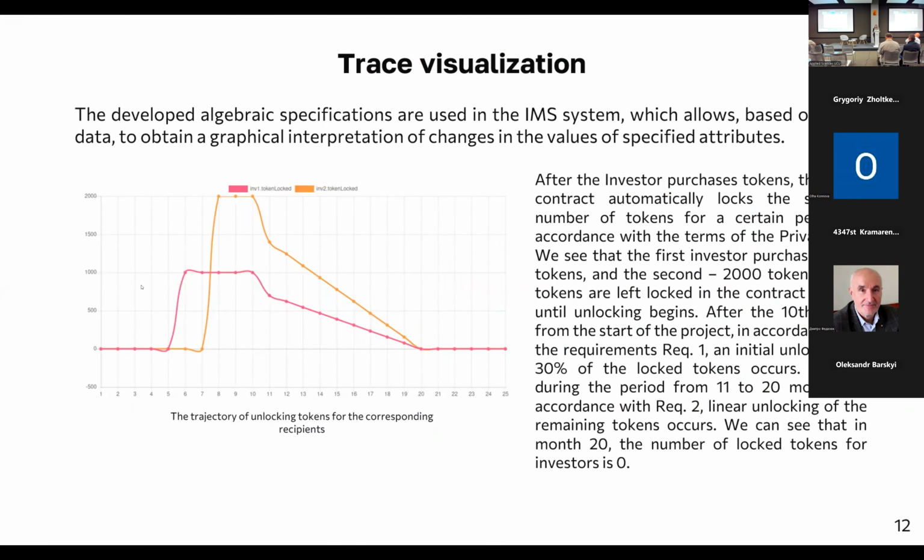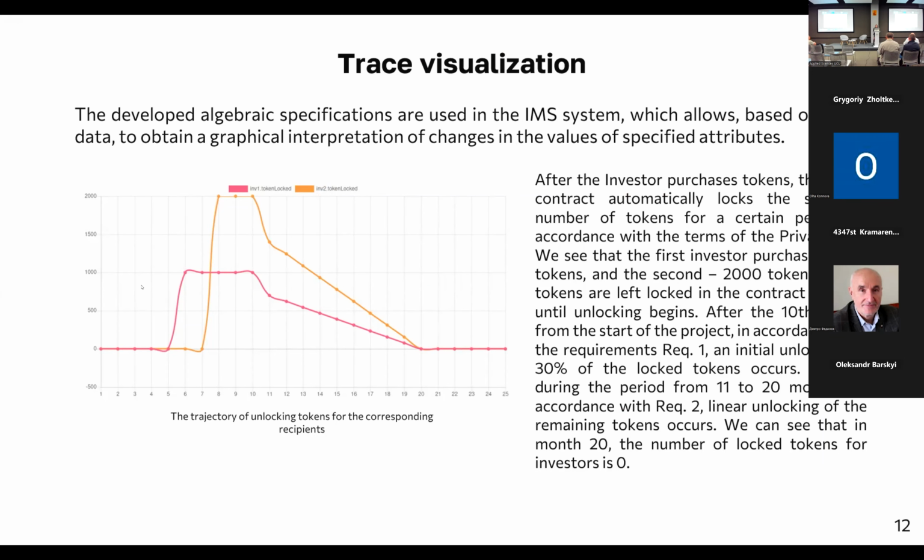The developed algebraic specifications can be used in the IMS system, which allows, based on input data, to obtain a graphical interpretation of changes in the values of specified attributes. And on this picture, we can see the trajectory of unlocking tokens for the corresponding recipients. After the investor purchased tokens, the smart contract automatically locks the specified number of tokens for a certain period, in accordance with the terms of the private sale. On the picture, we can see that the first investor purchased 1,000 tokens and the second purchased 2,000 tokens. These tokens are left locked in the contract account until unlocking begins.